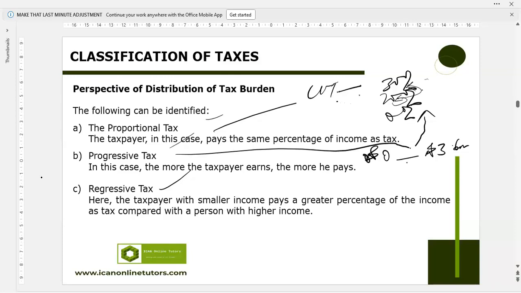It ranges from 7% up to, sorry, 24% rather, up to 24%. So that's what you pay as tax. So it's the progressive tax: the more income you earn, the higher tax you pay.